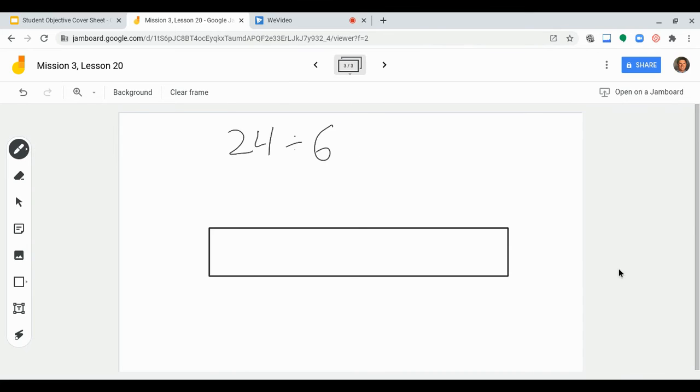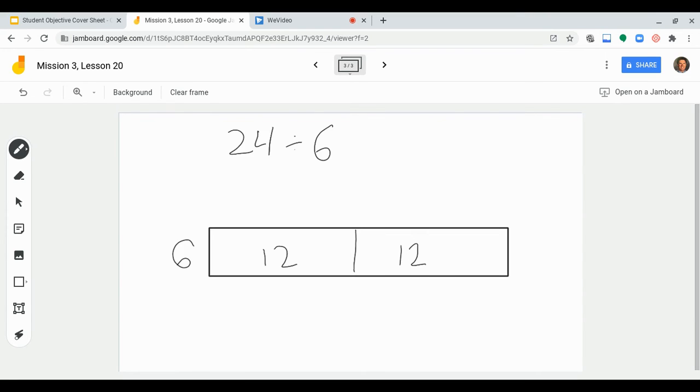So in this case, I have 24 divided by 6. So my divisor goes off to the side. Now, how am I going to divide this up? Well, I'm going to divide that 24 up into two pieces, 12 and 12. Because I can do 12 divided by 6 pretty easily, right? And I don't have to think about it too much.